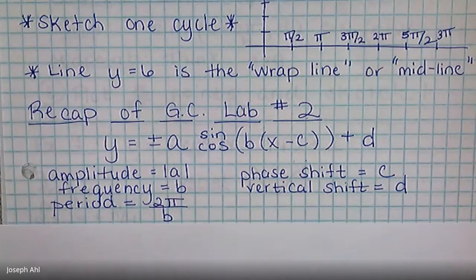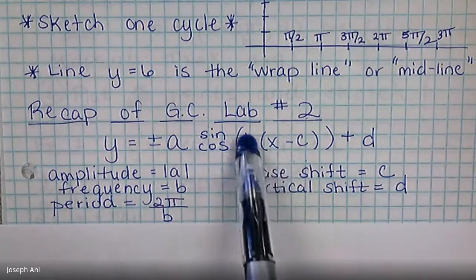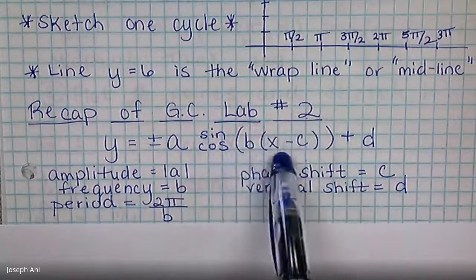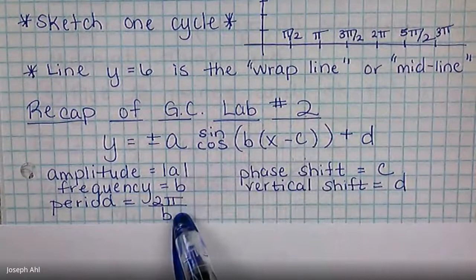If there's a negative out front, we know what happens. The frequency is this value b on the inside. It would be the coefficient of x. Notice how it's in a factored form right now. That will be important later on. Period is 2 pi over b. That's really important if I want to sketch one cycle of the graph.